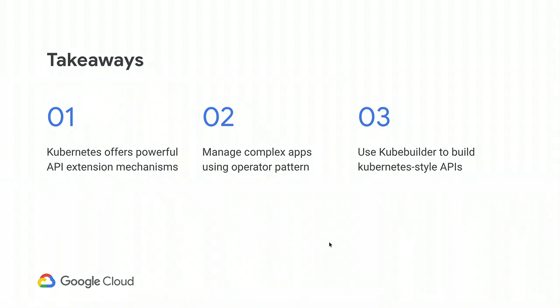The first takeaway is that Kubernetes offers really powerful API extension mechanisms. If you look at some of the product launches that have happened at GCP, like Istio or Knative, all these are built on top of those extension points. The second one is you can manage complex applications using the operator pattern, the one that we showed earlier, by extending Kubernetes. The third is the Kubebuilder SDK, which provides you all the tools and the libraries to extend Kubernetes.